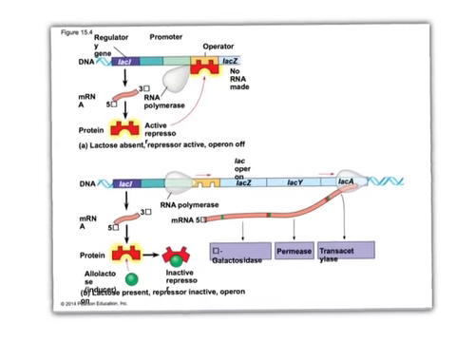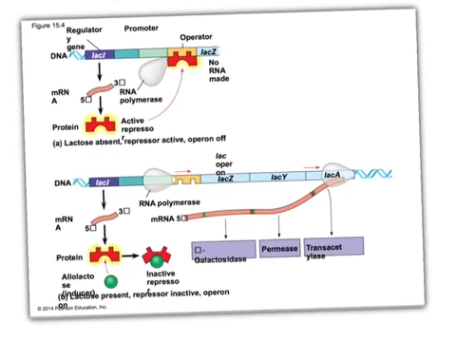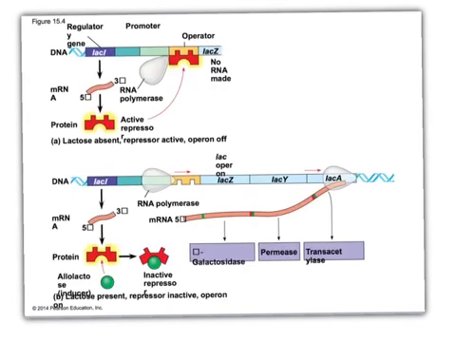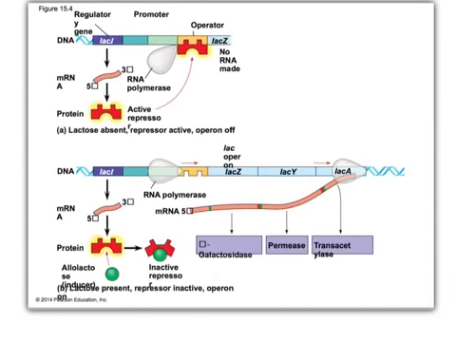So, here's the lac operon. And it's a little skewed because of the picture. But normally it is off. Okay? Because it's inducible, it's normally off and we can turn it on. Where is the repressor protein? Attached to the operator. And so when the repressor protein is attached to the operator, RNA polymerase cannot transcribe the genes. Okay? Lactose is absent, repressor is active, operon is off.